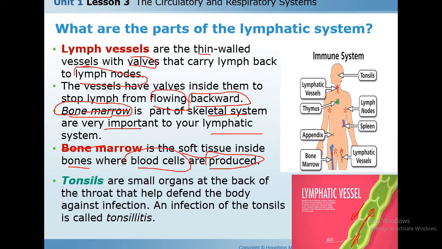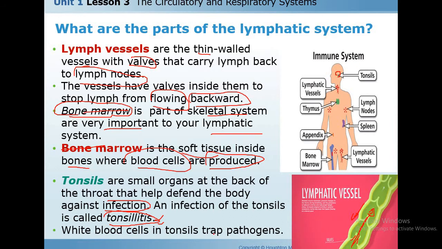Tonsils. Tonsils are small organs at the back of the throat that help defend the body against infection. An infection of the tonsils is called tonsillitis. When the tonsils are infected, this infection is called tonsillitis. So tonsils are small organs at the back of the throat that help defend the body against infection.